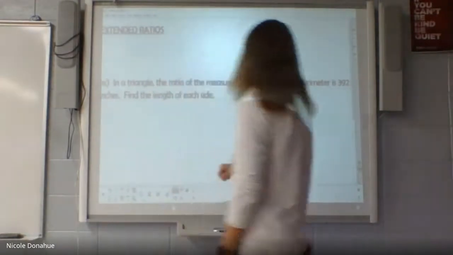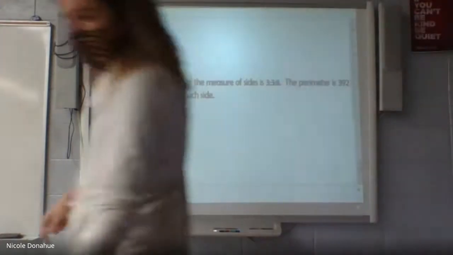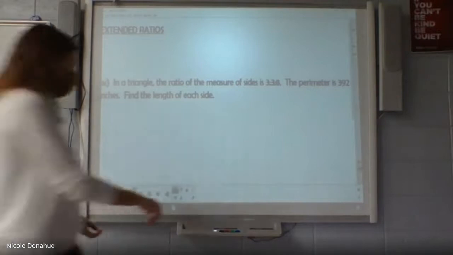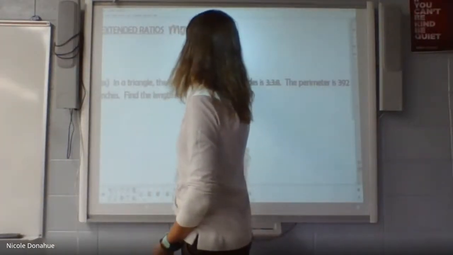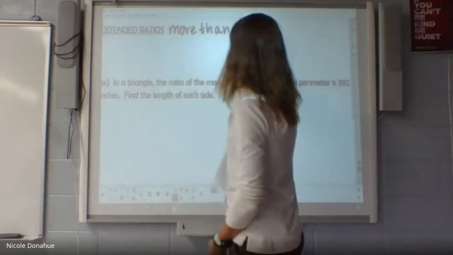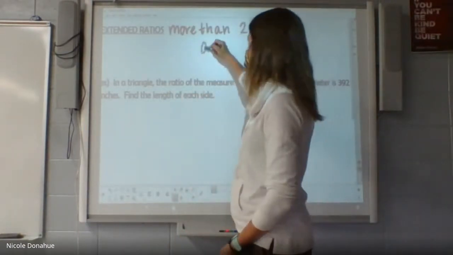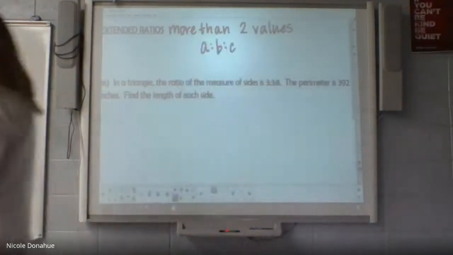All right, so extended ratios. Basically that means there's more than 2 values in our extended ratio. So it could be like A to B to C now, even. There could be another value that we're comparing.